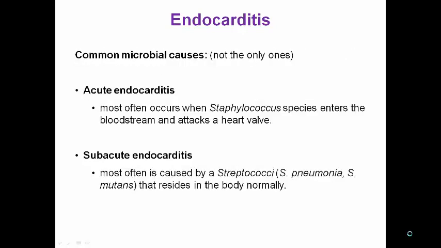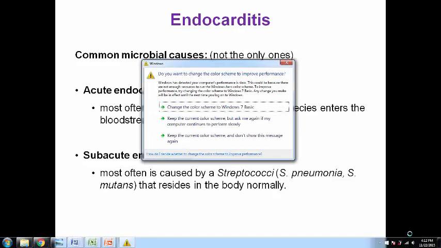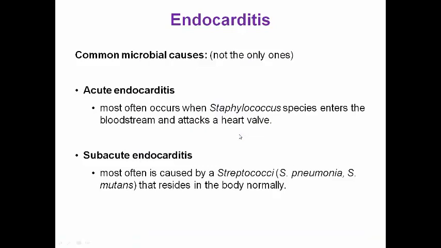Common microbial causes, these are not the only ones, but some common ones. Acute endocarditis can occur when Staphylococcus species enter the bloodstream and attack a heart valve. Subacute endocarditis is most often caused by streptococci, like Streptococcus pneumoniae or Strep mutans, that reside within the body normally.